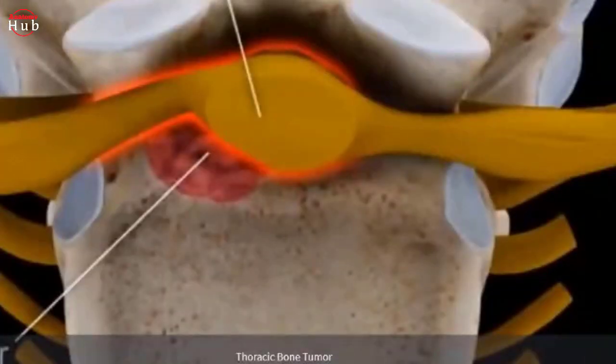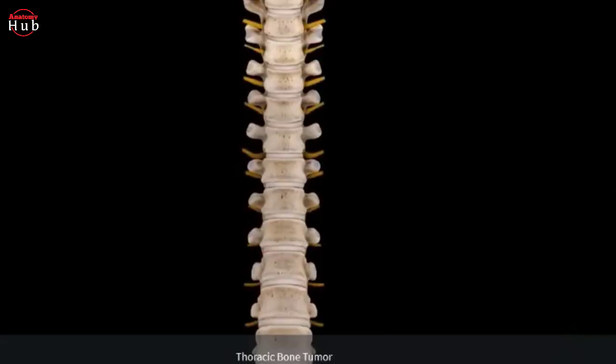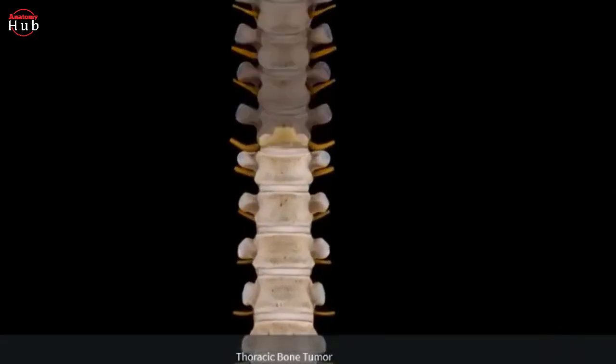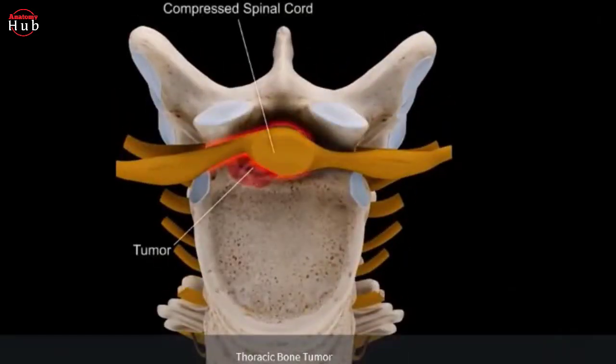Tumors. No, that is your thoracic tumor. Sir, what is the ideal angle? 20 to 30 degrees. Tumors are abnormal cells which may have originated in the spine or spread from another site. Tumors of the thoracic spine can occur on any part of the thoracic vertebrae.